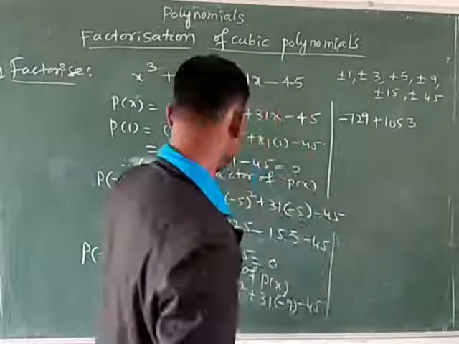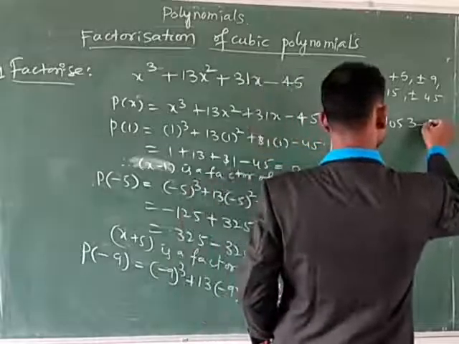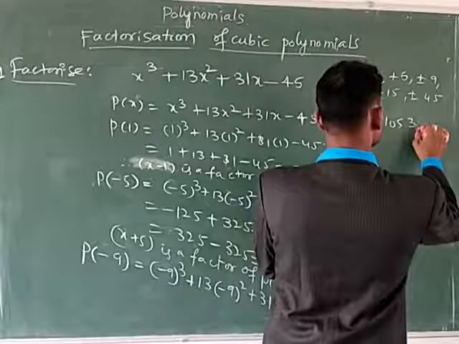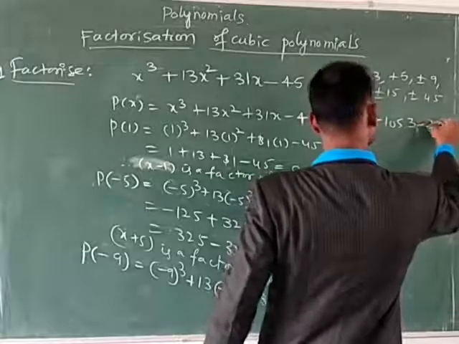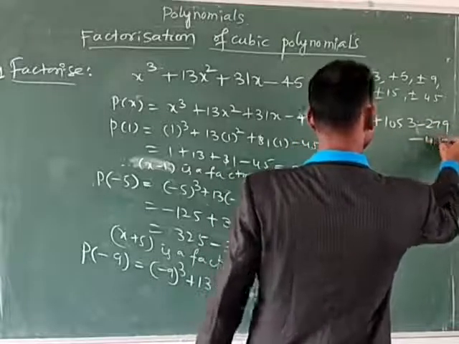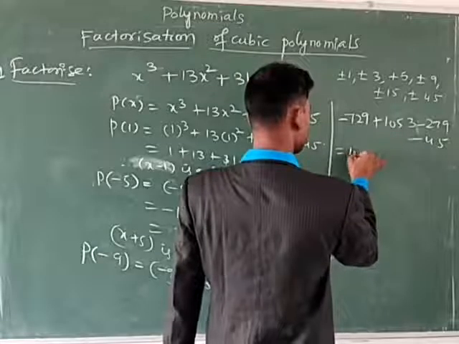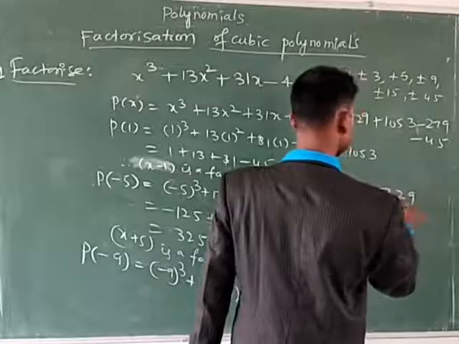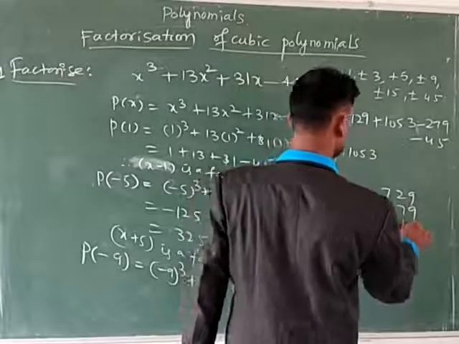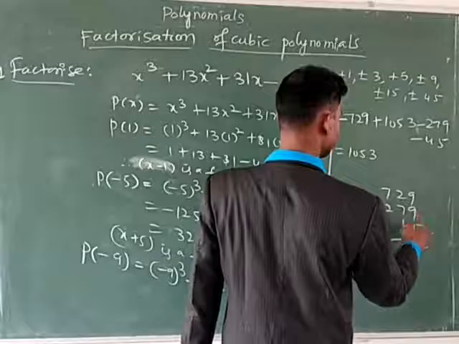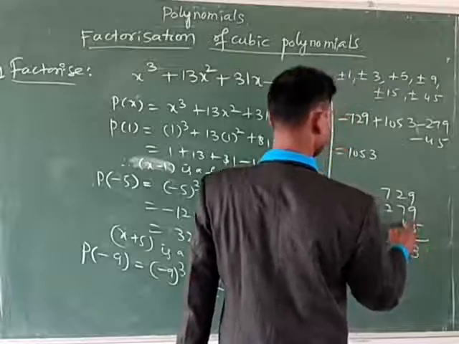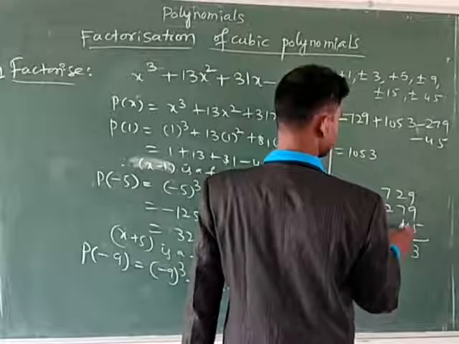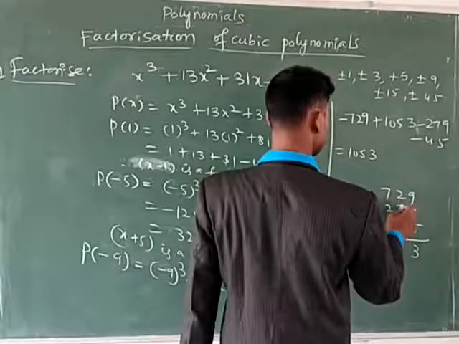Next one is here: 9 ones are minus 9, and 9 threes are 27. Next minus 45. Now see here, plus is 1053. Here minus, you have to check here 729, 279 and 45. Now see here 9 to 18, 23. Here 14 plus 4, 2, 6, 13, 15.